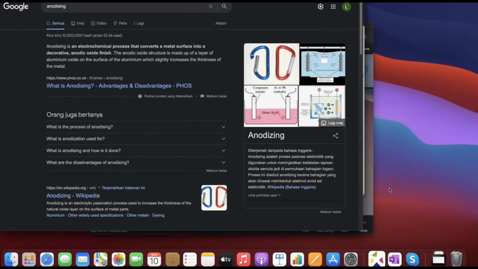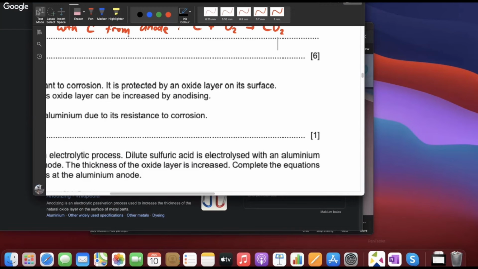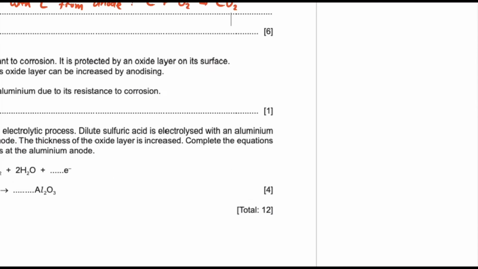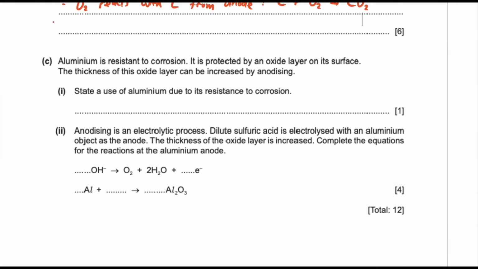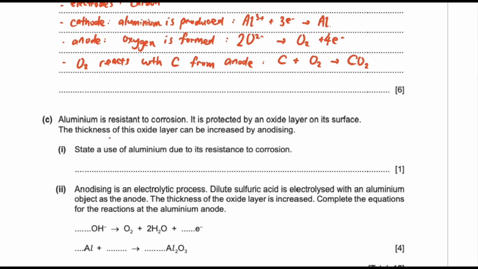Okay, so the main point is actually here. The aluminum oxide will add to the anode through a reaction known as anodizing. So that is anodizing. In details, no need to know. Okay, so let's continue with C part one.